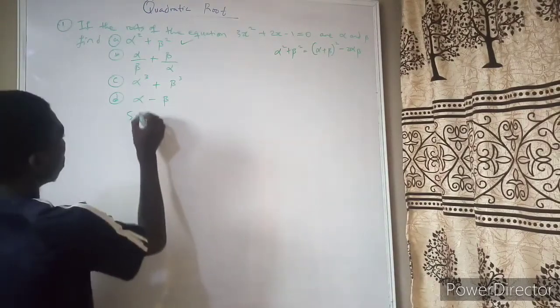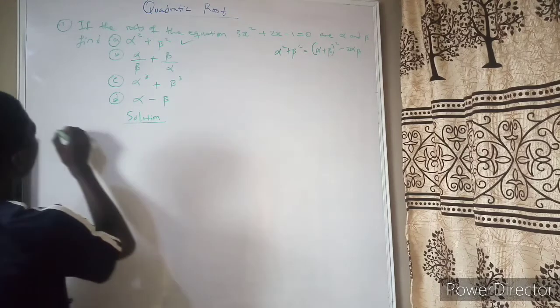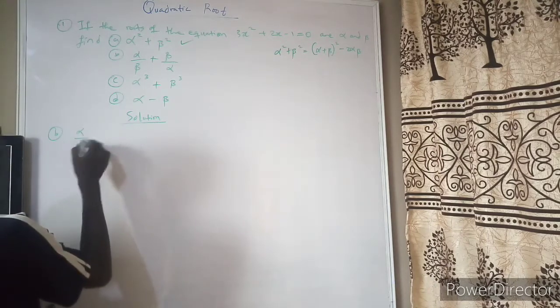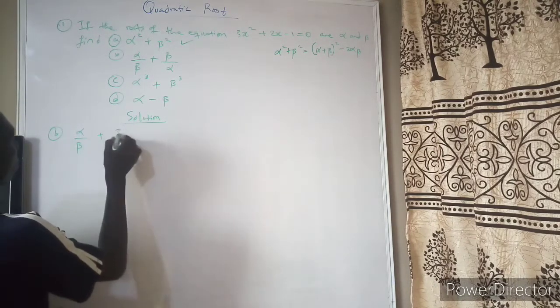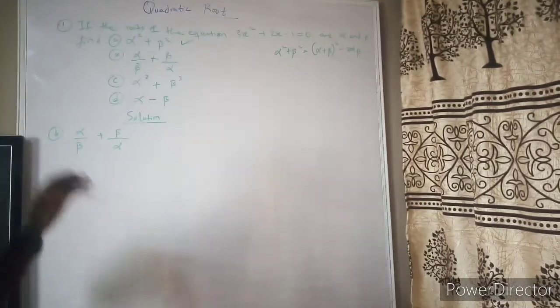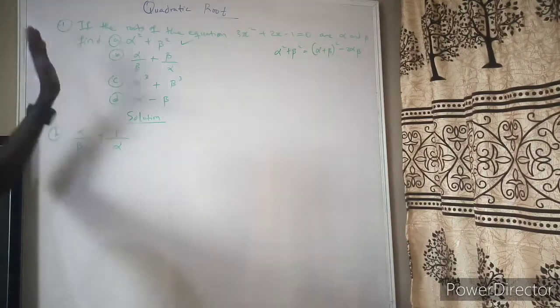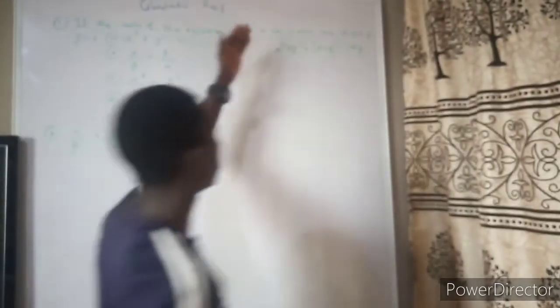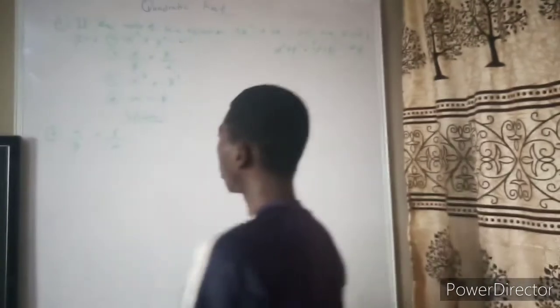So now let's start. Solution. Now for B, we have alpha over beta plus beta over alpha. Now how do we get all this? Now mind you, the goal of any question in this form is to make sure you reduce whatever you are given to alpha plus beta and alpha beta, which I explained in our last video. So the goal is that as we have alpha over beta plus beta over alpha, we have to reduce this until it is in terms of alpha plus beta and alpha beta.